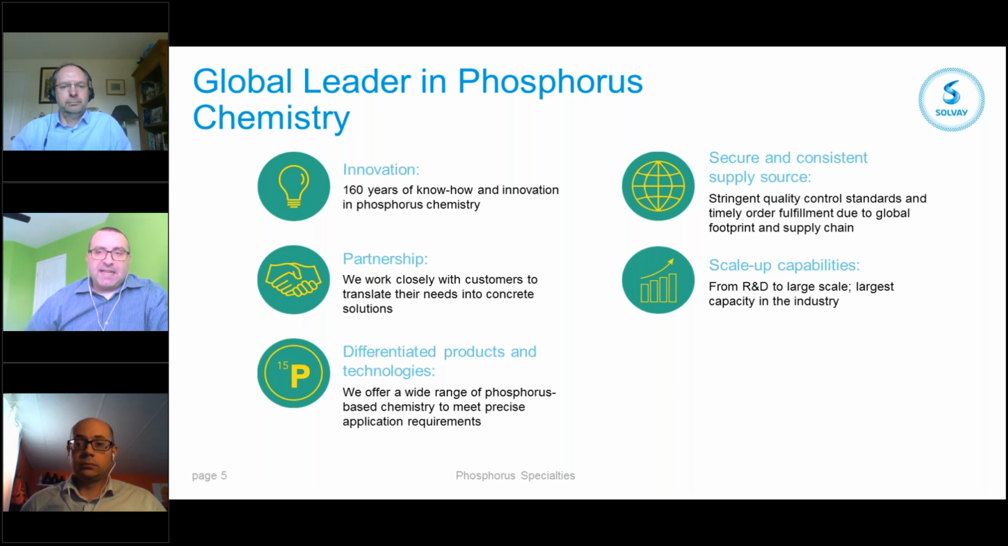We have exceptional scale-up capabilities. So whether you're working in research or pilot or industrial scale, Solvay and the Phosphorus Specialties Group have assets mirrored throughout that value chain in order to supply at any scale. And ultimately, it comes down to the phosphorus and the differentiated products that we offer. We have a wide range of phosphorus-based chemistries that find their way into a range of applications.